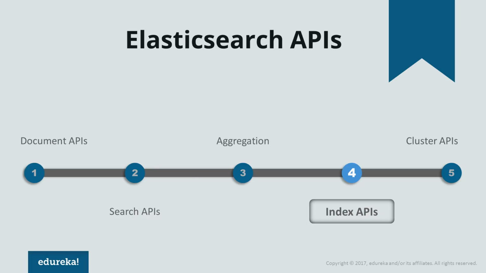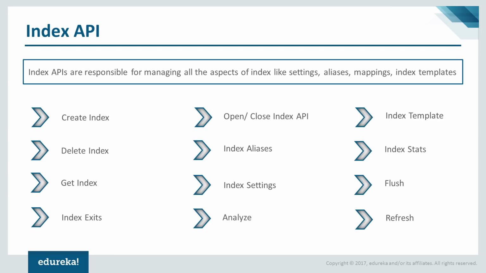What are index APIs? Index APIs are responsible for managing all the aspects of indexes like settings, aliases, mapping, index templates, and all those stuff. These are some of the keywords which we use in the API. We can create the index, delete the index, get the index, open or close the index, and get the list of the index templates or aliases or different stuff.